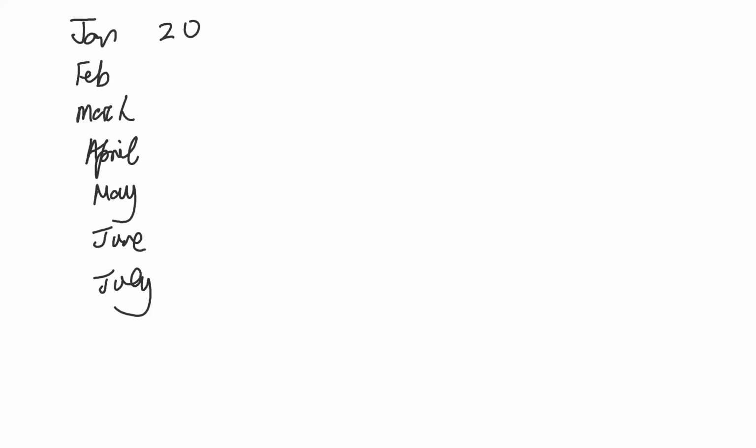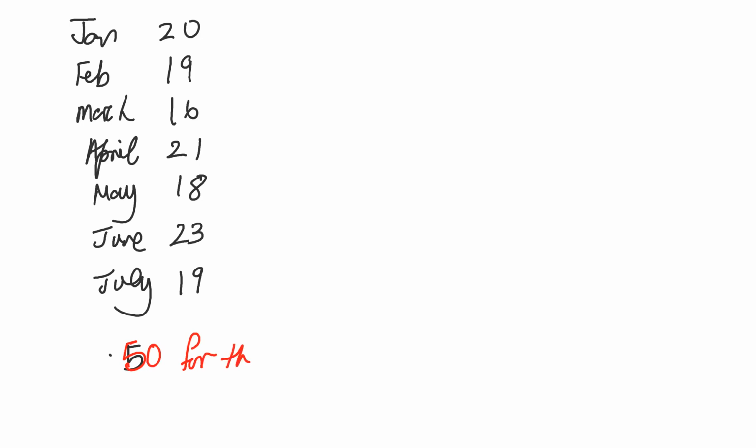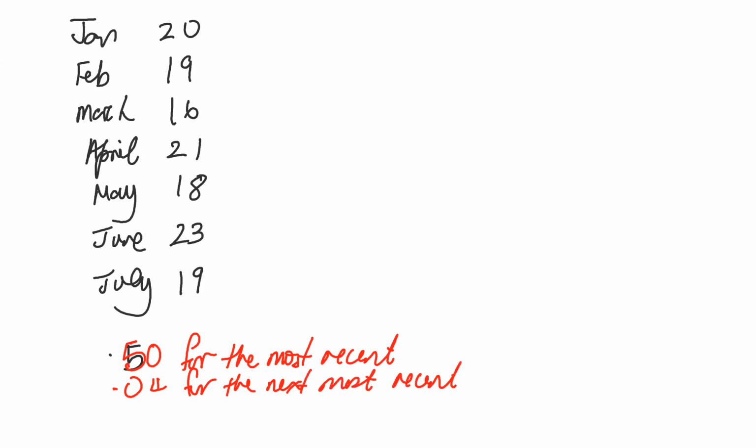January, February, March, April, May, June, July. We're going to use the same data, 2019, and remember they're in thousands: 16, 21, 18, 23, 19. Now it says that the weights that we should use are 0.5, right? 0.5 for the most recent, 0.4 for the next most recent, and 0.1 for the third most recent.